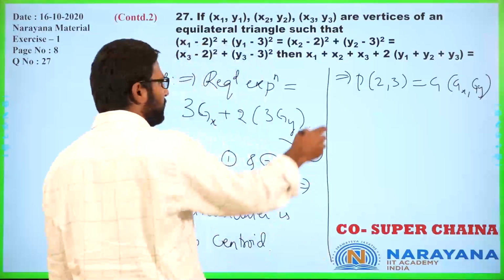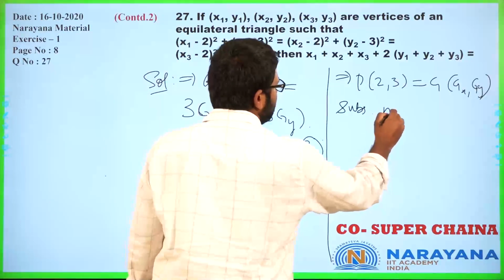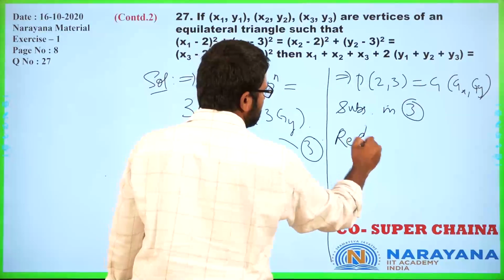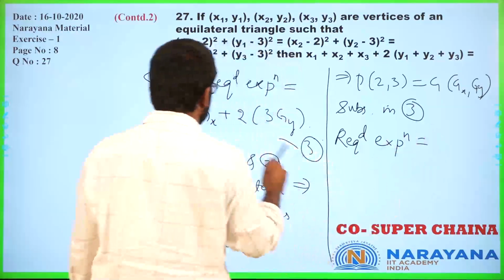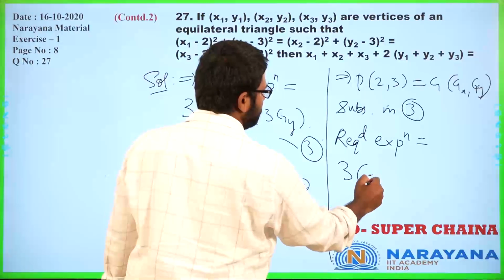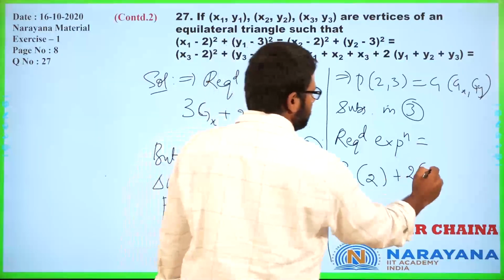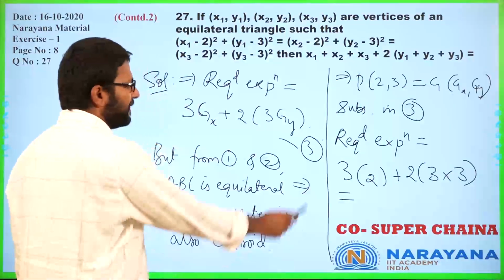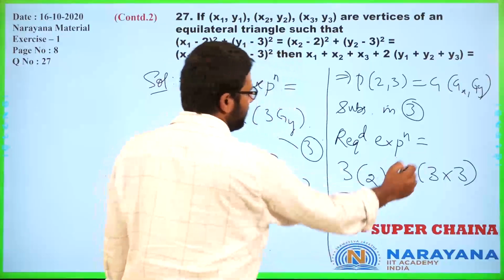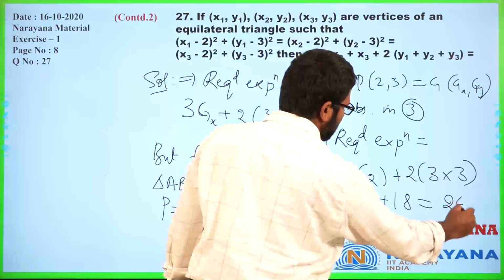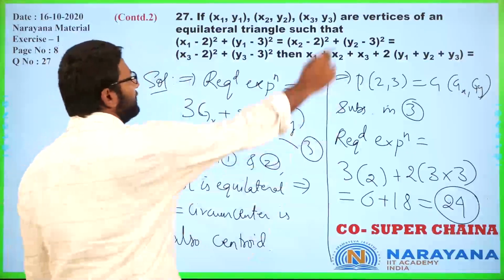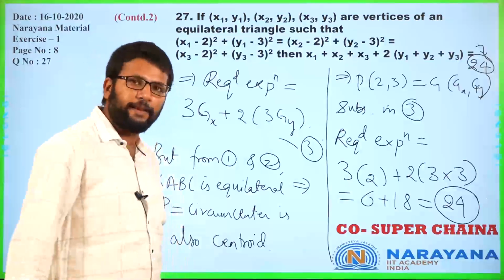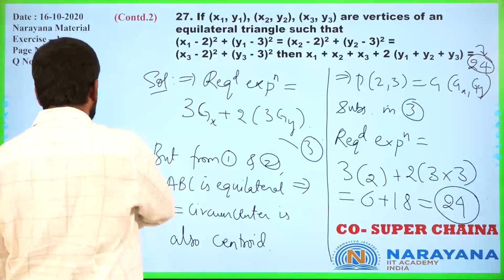Which means P, the point (2, 3), is the same as G (Gx, Gy). So now substitute in 3, because now you know Gx is 2 and Gy is 3. The required expression is equal to 3 times 2 plus 2 into 3 into 3. How much is that? 6 plus 2 into 9, which is 18, so 24. This value would be 24. Got it? Okay, let us proceed then.